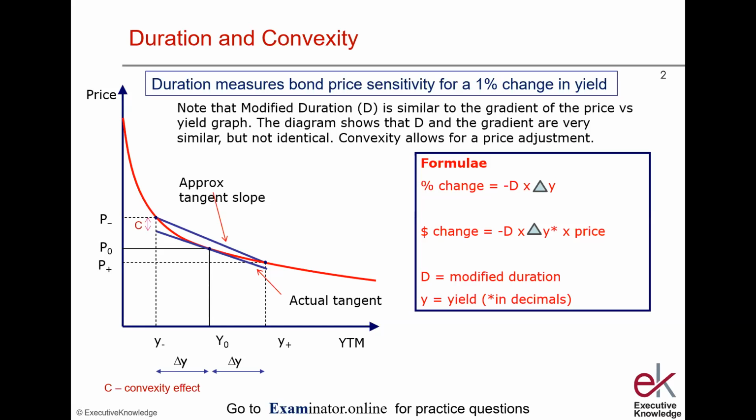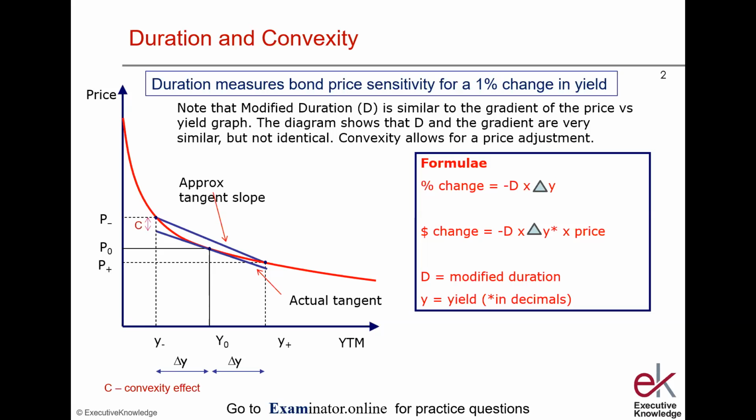Now, if we want the dollar change, and that is likely what you will be asked for in the exam, we take minus D multiplied by the change in yield, but this time it must be in decimals. So a 1% change is 0.01, and we multiply by the price, and we're about to do a worked example, and we'll see how that operates.